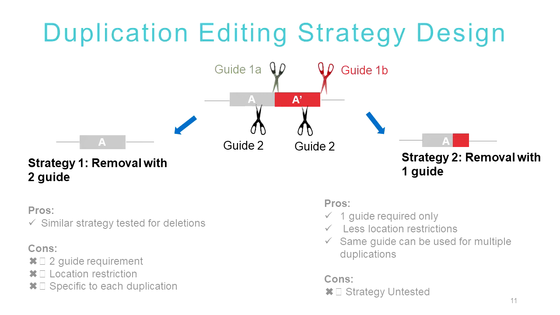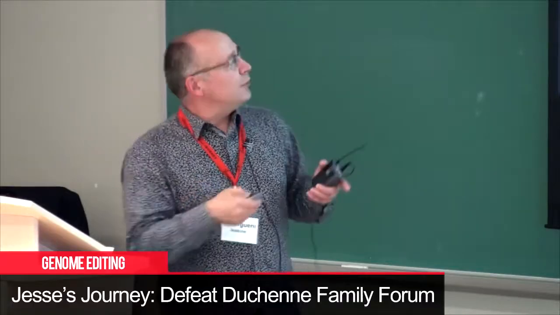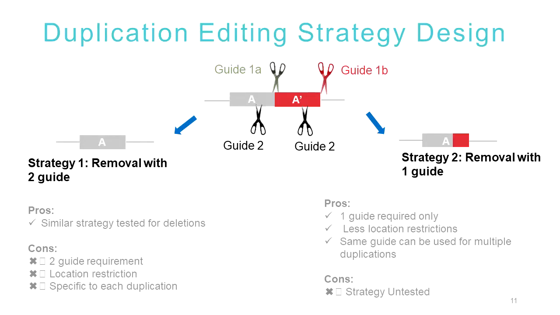So there are two ways to think about removing a duplication. A duplication is something that's repeated twice. We can find a guide that is going to cut here at the junction and another that cuts outside, basically removal with two guides. A similar strategy has been tested for deletion mutations, and that's a pro and a con. It's a two-guide requirement. It has to be location specific and specific for each duplication.